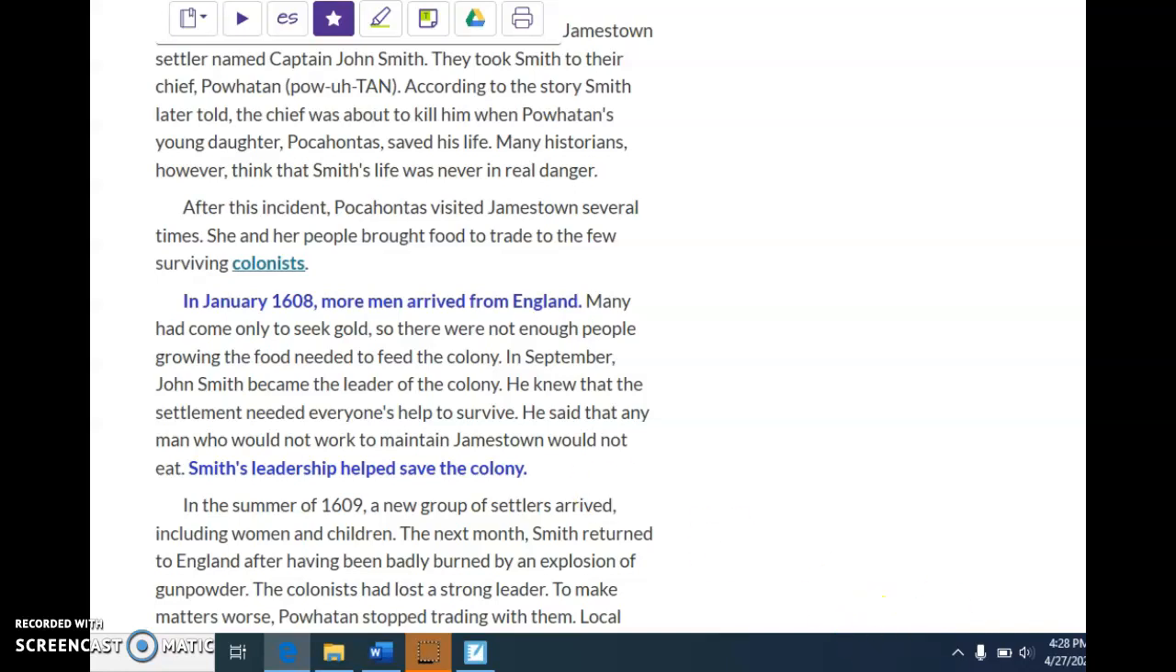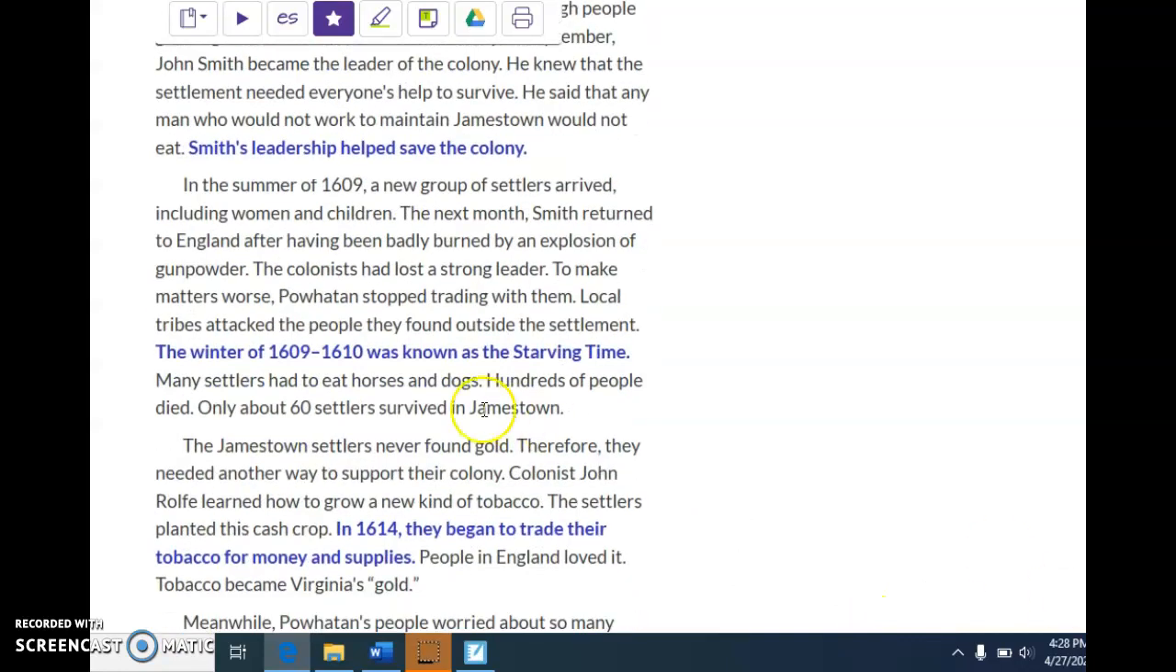We can see a recurring theme amongst all of these colonies. In the summer of 1609, a new group of settlers arrived, including women and children. The next month, Smith returned to England after having been badly burned by an explosion of gunpowder. The colonists had lost a strong leader. To make matters worse, Powhatan stopped trading with them. Local tribes attacked the people they found outside the settlement.